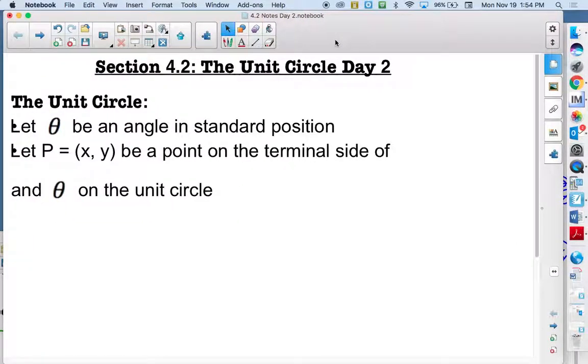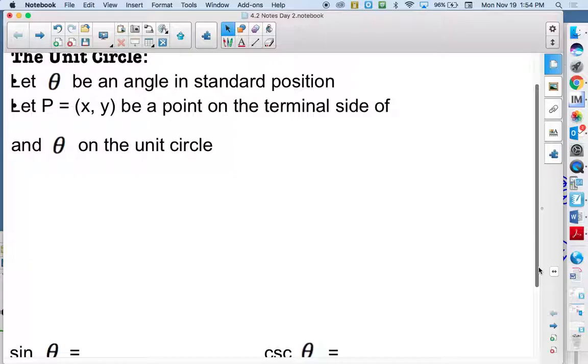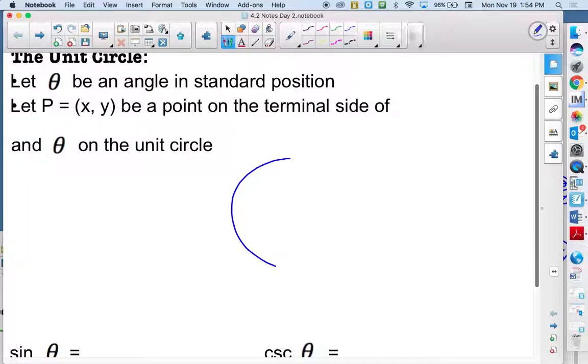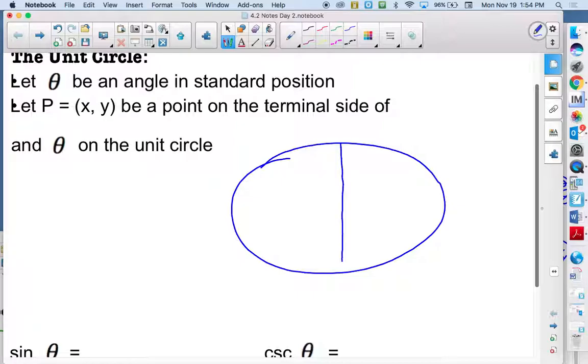So at the top of your page, we have angle theta is in standard position. We're creating an angle where the terminal side creates a point. That just means the end side creates a point. So draw yourself an angle where the end of that makes a point on the edge of the circle. And that point is just (x, y). It could be anything.